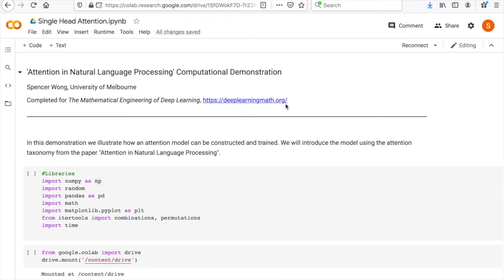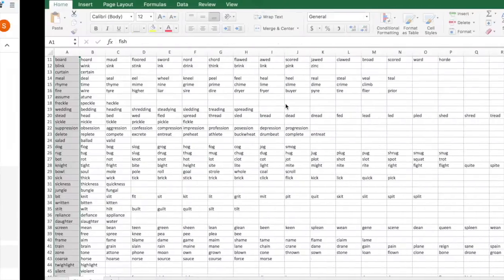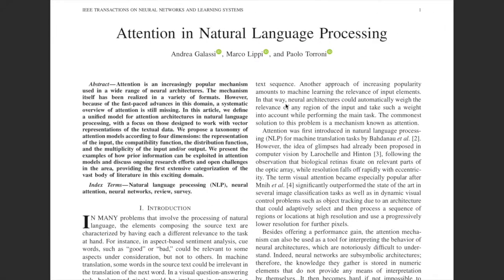Hello, this is Spencer Wong, and I'll be introducing this computational demonstration, which is designed to be a pedagogical aid to the paper Attention in Natural Language Processing.